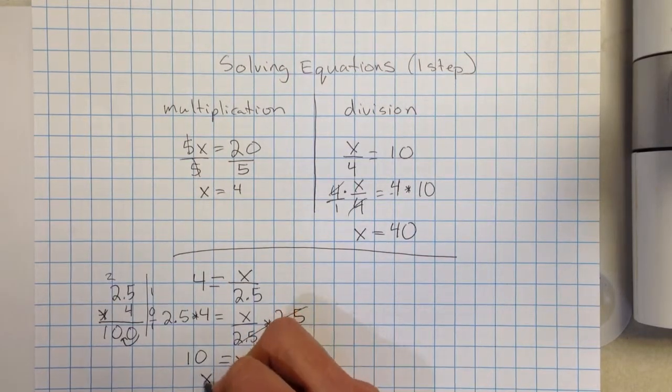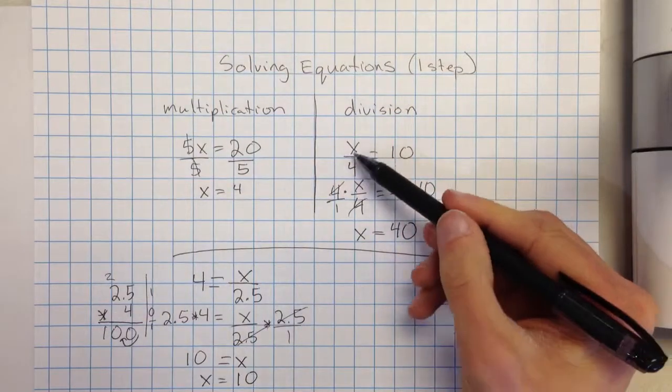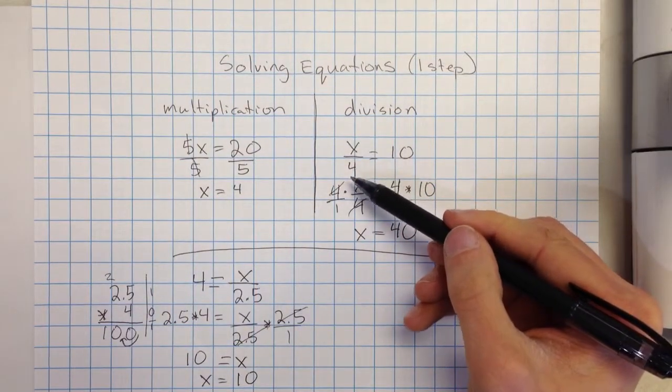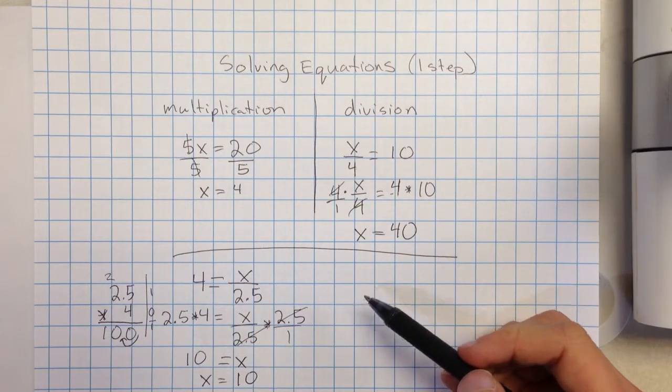Or if I like going from left to right, x equals 10. Same thing. Okay, so when we're solving division equations, we just multiply by whatever is being divided. That'll cancel out those numbers and leave us with a variable isolated on one side.